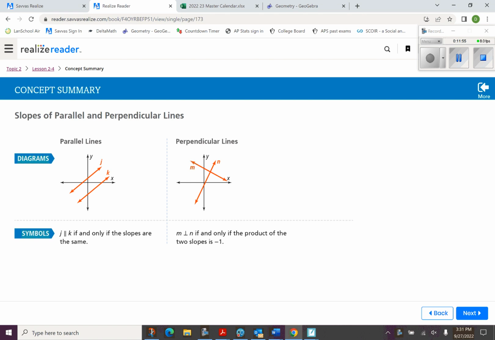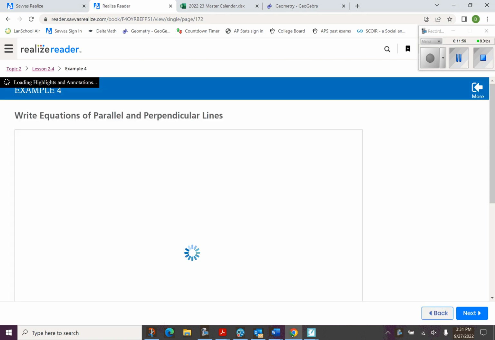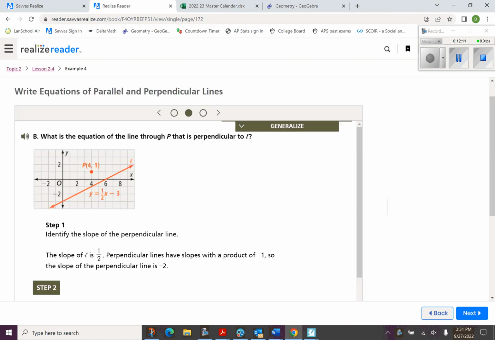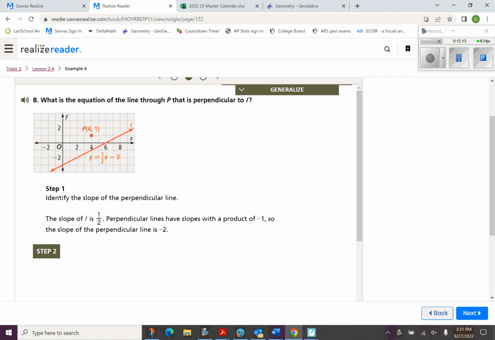Take your time there with writing equations of lines. Oh, did they? Oh, yeah. What's the equation of a line that goes through point P that is perpendicular to line L? So again, you know the perpendicular line is going to have a slope that's the negative reciprocal of positive 1/2, should be -2.